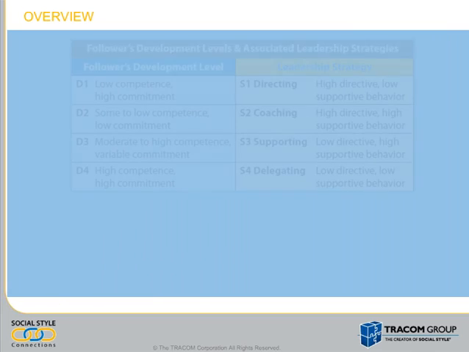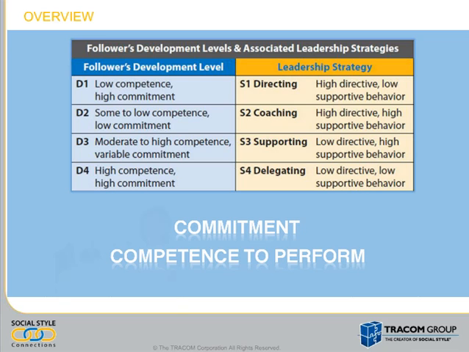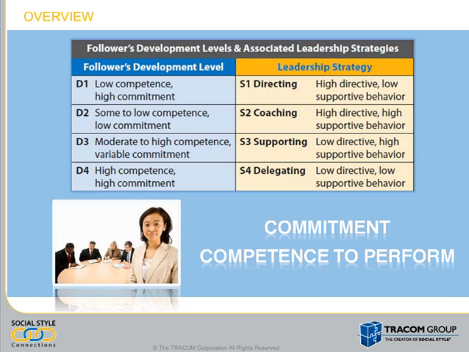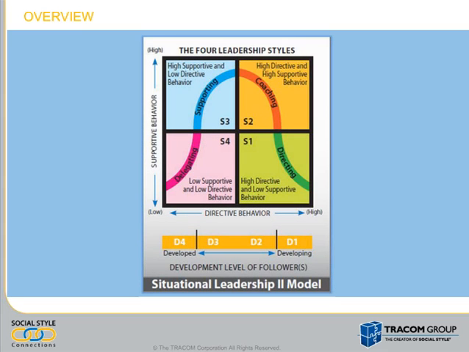The situational leadership model is based on the premise that followers require different types of leadership in different situations based on 2 factors. First, their commitment to the task, and second, their competence to perform the task. A person with high commitment but low competence requires a different type of leadership than a person with both high commitment and high competence. The table here shows each development level and associated leadership strategy. The model describes 4 development levels for followers, ranging from low, D1, to high, D4. Also, for each development level, an associated leadership strategy is suggested, S1 to S4. The 4 leadership strategies differ in terms of the amount of direction and support that are provided by the leader.